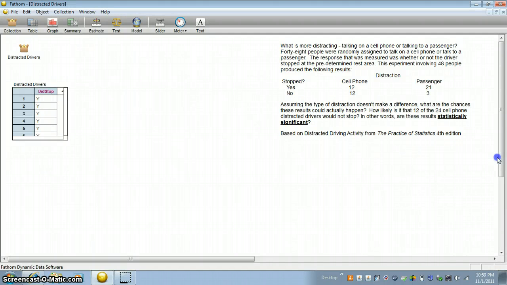This Fathom demonstration is going to take a look at a simulation involving the distracted driver study. This is based on a distracted driving activity that's found in The Practice of Statistics, 4th edition. So what is more distracting, talking on a cell phone or talking to a passenger?